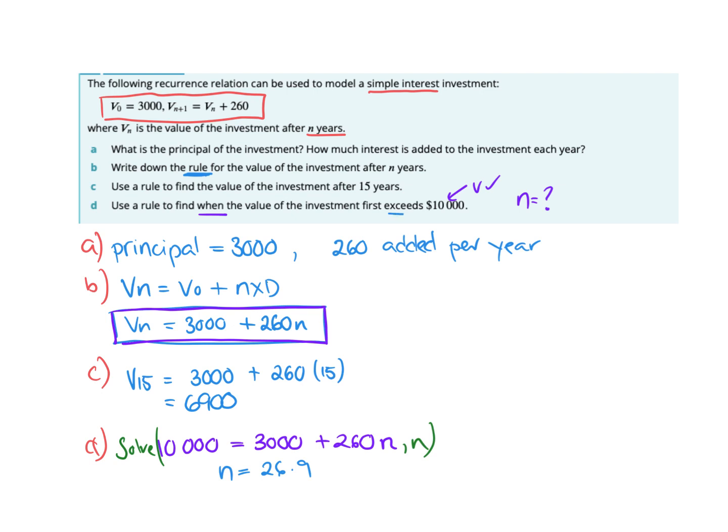So at 26.9, it's 10,000. So it says when it exceeds 10,000. So let's just round. If I go to 27, it will exceed. So this is a scenario where you would always go up. Yeah, wouldn't you? You have to go up, because even if you're 26.1, if you go to 26, you're not there yet. Does that make sense? So we've always got to go up. So we're going to say N equals 27, so after 27 years.